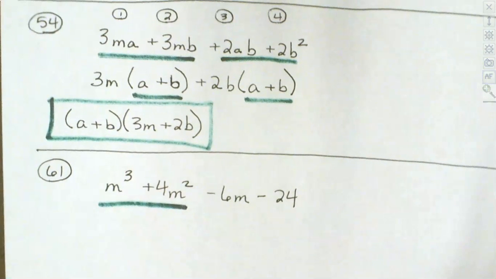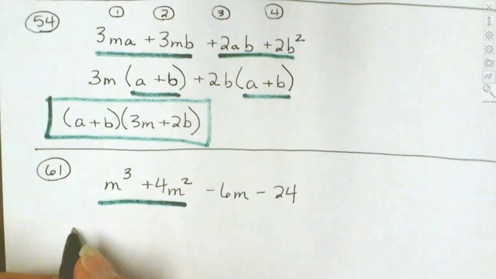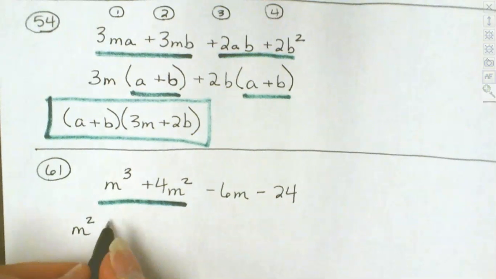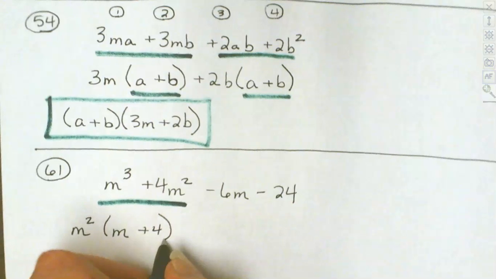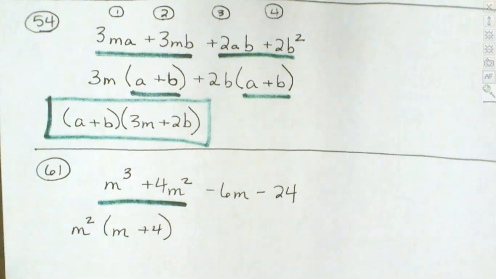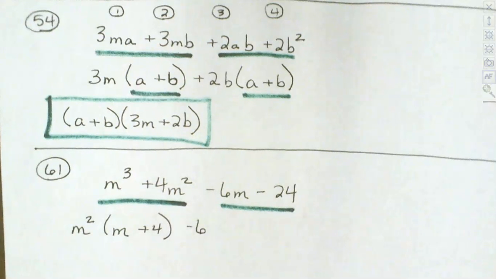So the first 2 pieces, what can come out of here? Well, if I factor out what's in common, what do they have in common? They have an m squared. And what's left over then? M plus 4. The next 2 pieces, what can we factor out of here? Minus 6. What's left over?